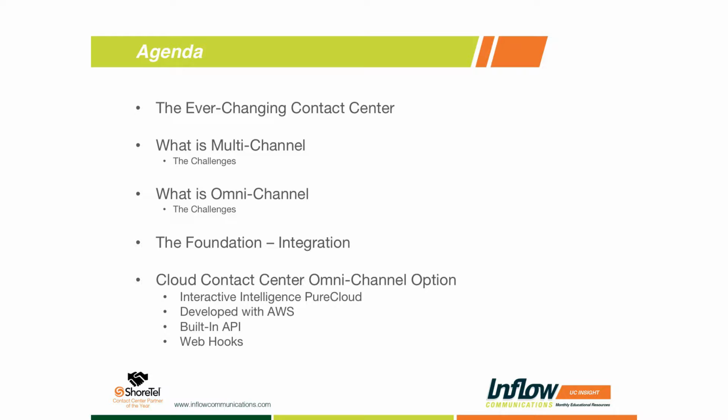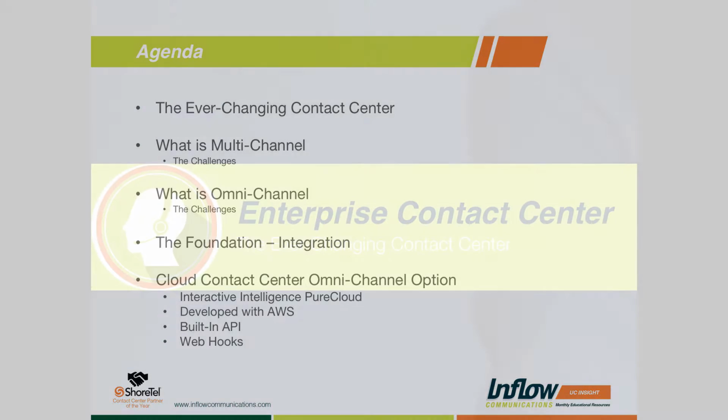The cloud opportunity that we're going to look at in detail is Interactive Intelligence PureCloud. One of the things that we want to point out is that it's developed on AWS, Amazon Web Services. When I say developed on, I actually mean developed with the technology. It has built-in APIs, webhooks, and web services that really, at its core, make it an application ready for multi-channel, omni-channel. We'll see that in just a moment here.